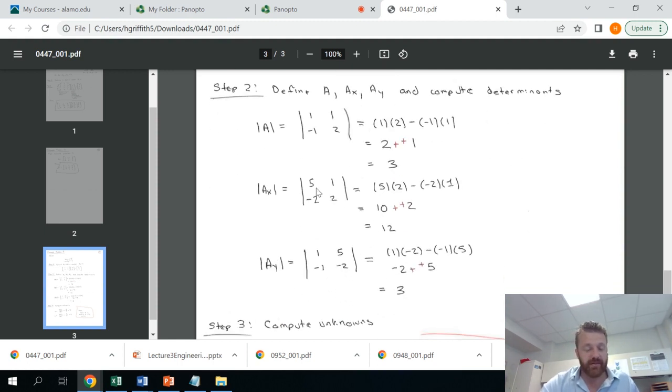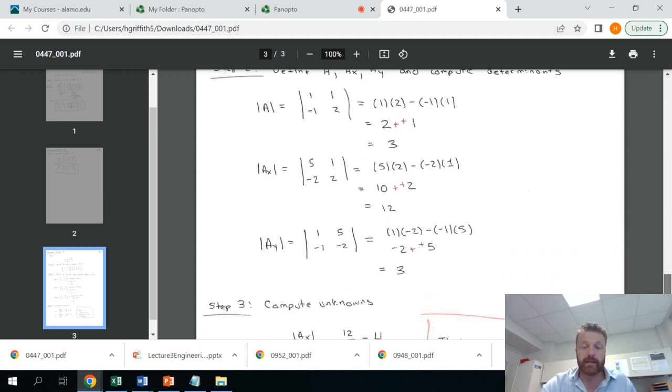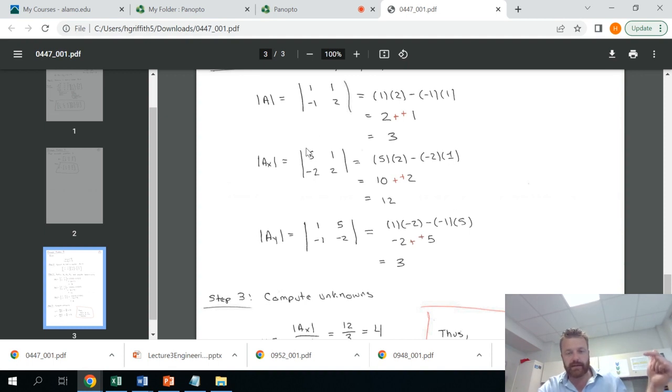How do you determine the determinant of AX? Well, how do you actually set up AX? Remember, it's the first unknown, so I'm going to augment the coefficient matrix by taking the first column, swapping it out, and putting in the constant column. So 5, minus 2 becomes the first column. Second column stays the same, 1, 2. Take a determinant, downward diagonal product, 5 times 2 is 10. Upward diagonal product is minus 2. 10 minus a minus 2 is 12.